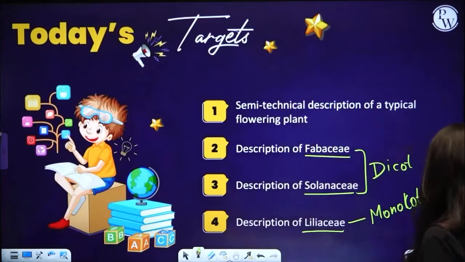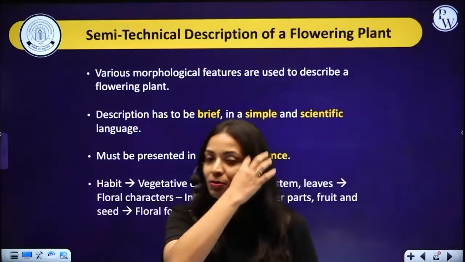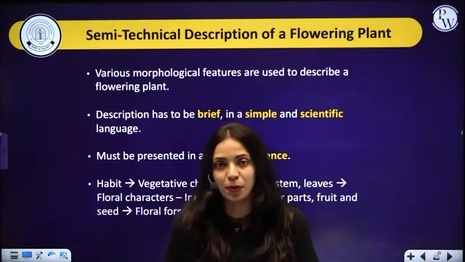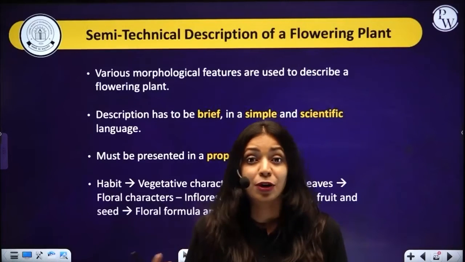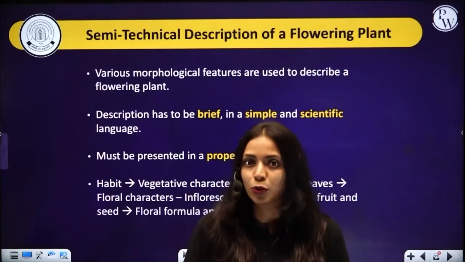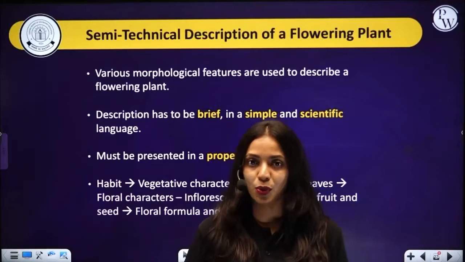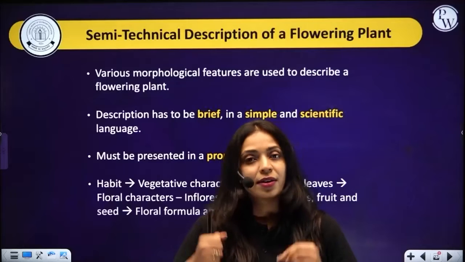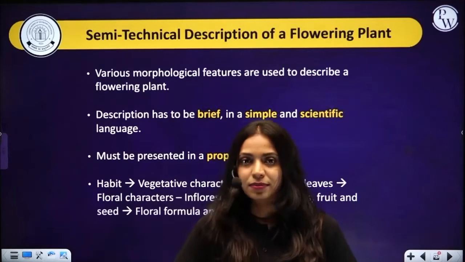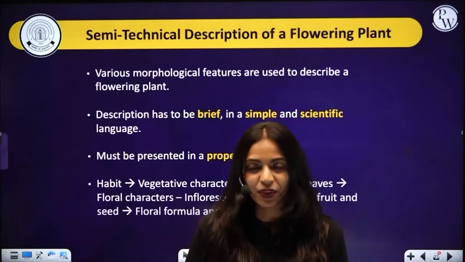All right? So what exactly do we mean by description of an angiosperm plant? You know that there are so many variations in the different parts of a plant, right? Roots are of 2 types. There's taproot, fibrous root, and then leaves come in so many varieties, and stem can be so different. So the different parts of the plant are very variable, right?